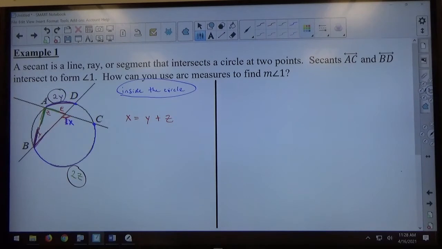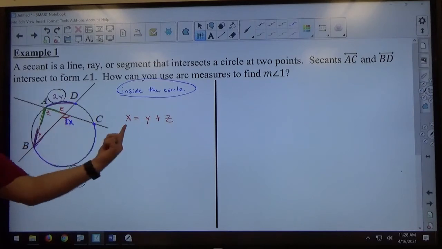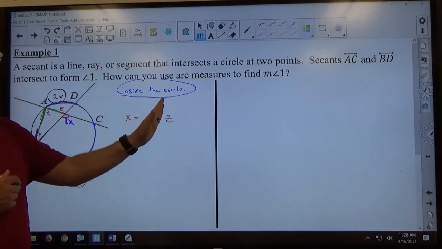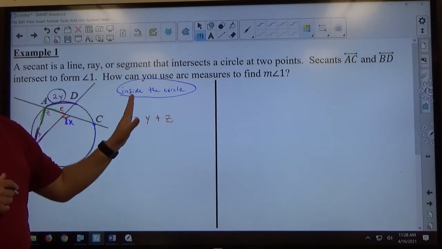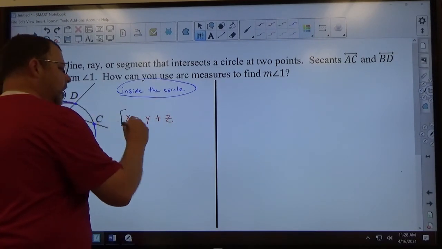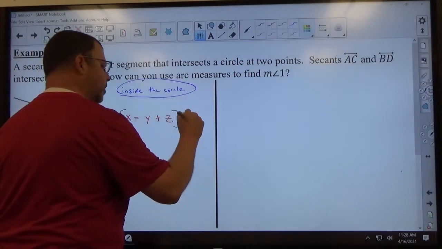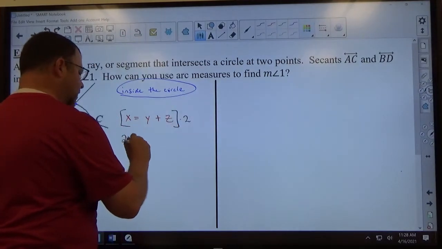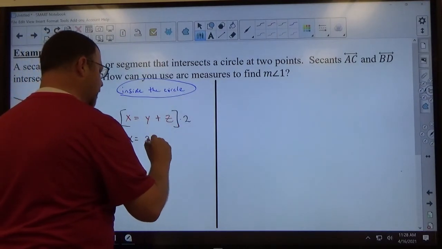Do I have 2y and 2z in there? How do I make y become 2y? Multiply by 2, right? So I want these to be 2y and 2z, so I'm going to multiply by 2. But again, in equations, if I multiply anything times 2, I've got to multiply everything times 2. So I'm going to take the entire equation here and double it. That's going to give me 2x equals 2y plus 2z.